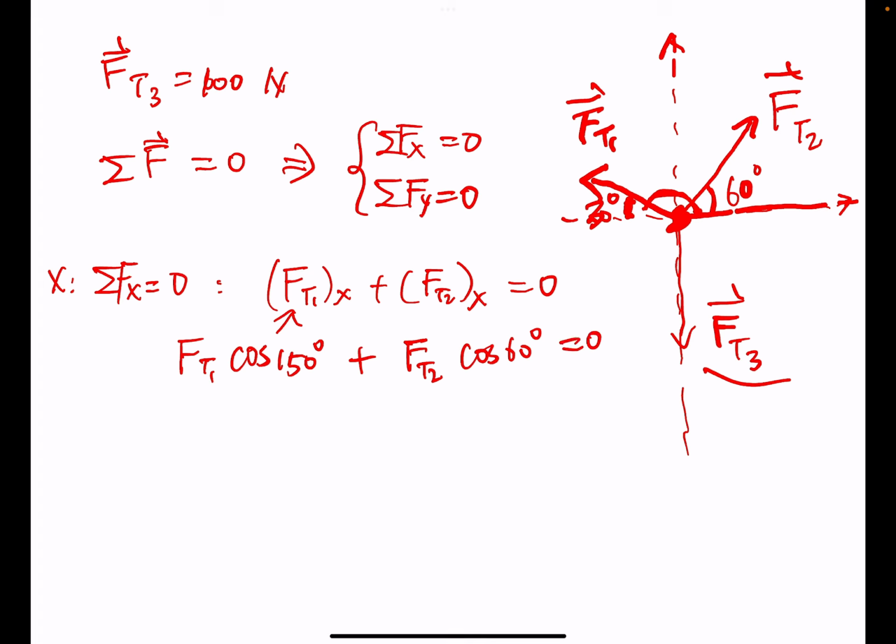Now plug in the numbers. This actually is negative square root 3 over 2 Ft1, because cosine 150 degrees is negative square root 3 over 2. Cosine 60 degrees is 1/2. Now do the same thing for the y direction.